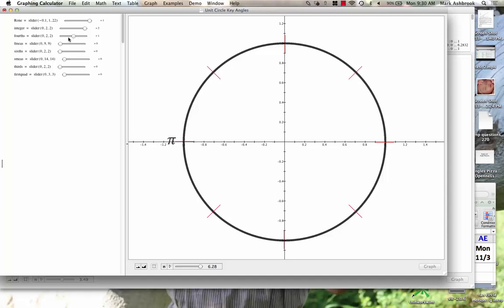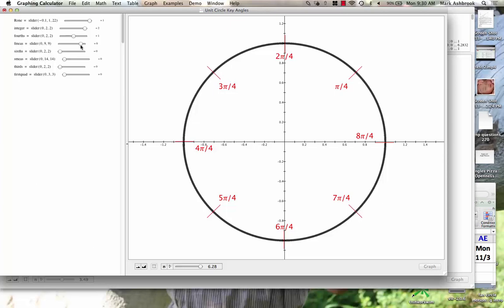Okay, so watch, ready? So here's 1 pi over 4. 2 pi over 4. 3 pi over 4. 4 pi over 4. 5, 6, 7, 8. So all you have to know is where is pi over 4? And then you just have to know how to count.